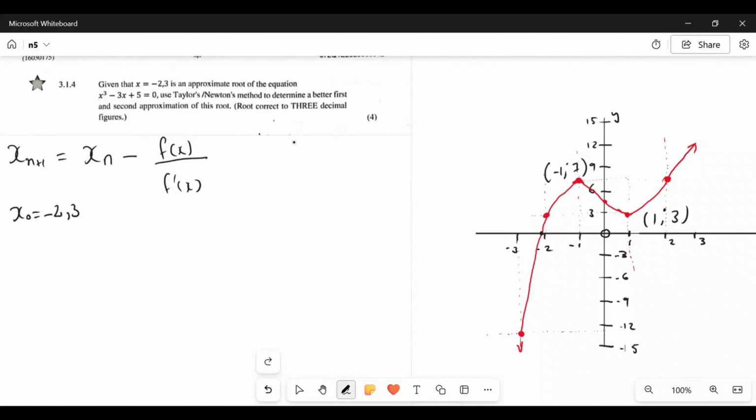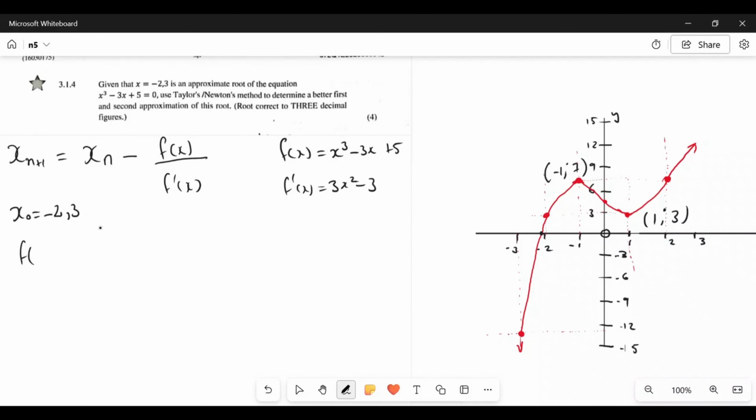So first of all, let me write f of x here. Our f of x, as you can see, is the question that is given to us, x cubed minus 3x plus 5. There we go. And then our f of x prime is the derivative of f of x, which is going to be 3x squared minus 3. There we go. So we're going to use these to calculate the values of f of x in our formula and f of x prime in our formula. So let's start by finding our f of x.